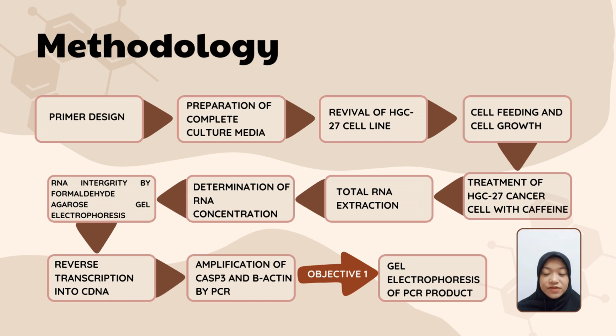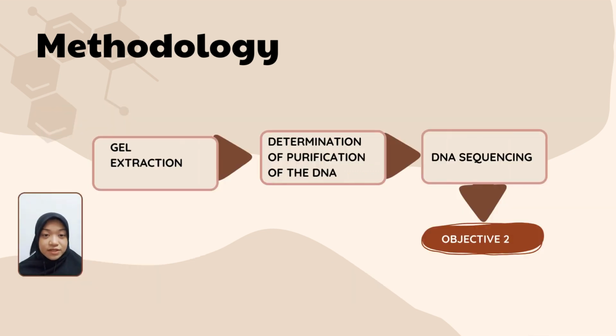To answer the first objective, the amplification of caspase-3 and beta-actin by PCR and gel electrophoresis of the PCR product have been conducted. After objective 1 has been achieved, the gel extraction and the determination of purification of the DNA procedure have been conducted. It is to obtain objective 2 by DNA sequencing.